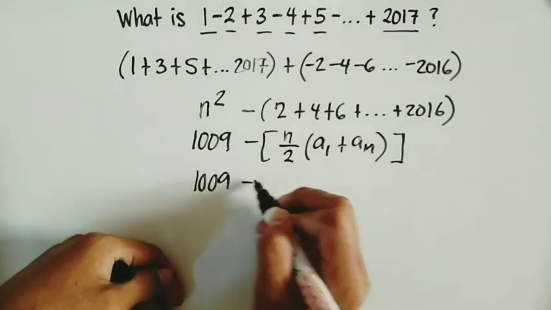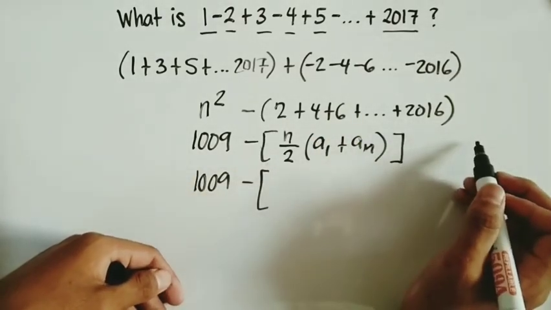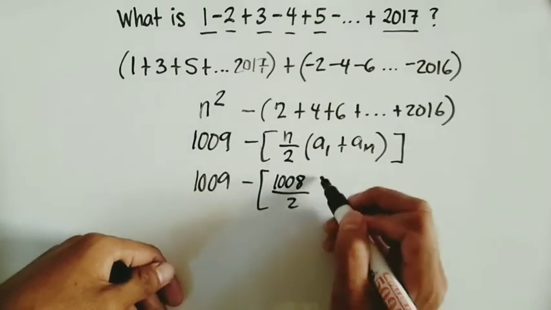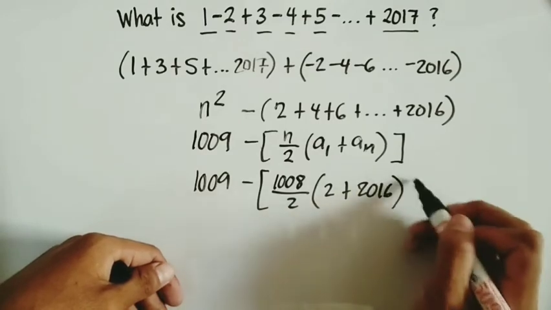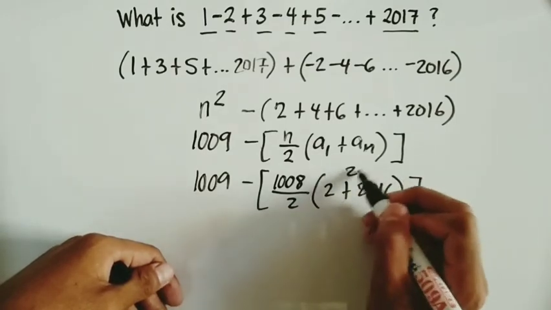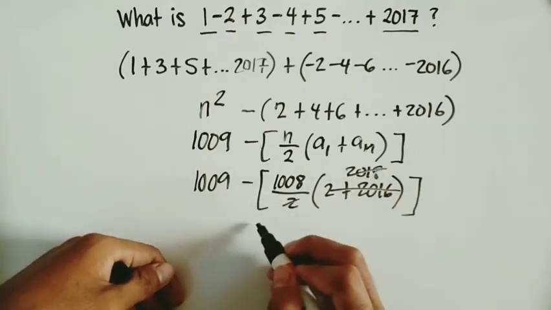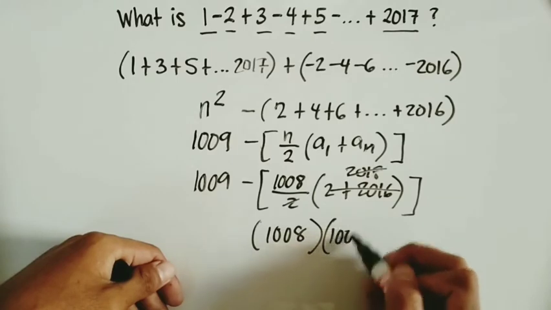So, now, ilan silang terms? From 2 to 2016, there are 1,008. Divide mo lang sa 2. So, a sub 1 is 2, a sub n is 2016. Ito, pag inadd mo, magiging 2018. Then, pag dinivide mo sa 2, that is 1,009. So, palitan na natin 1,009.